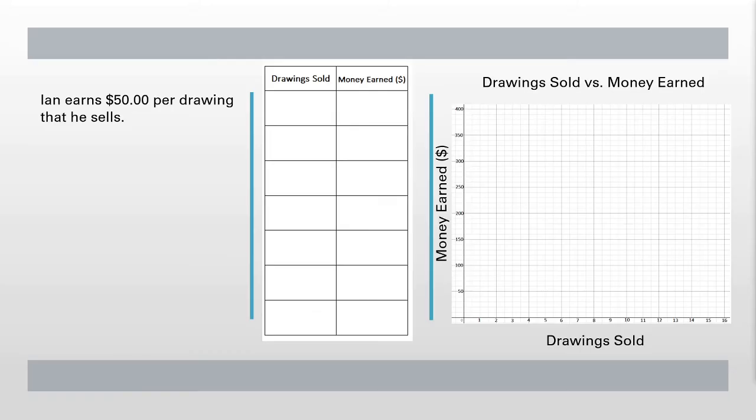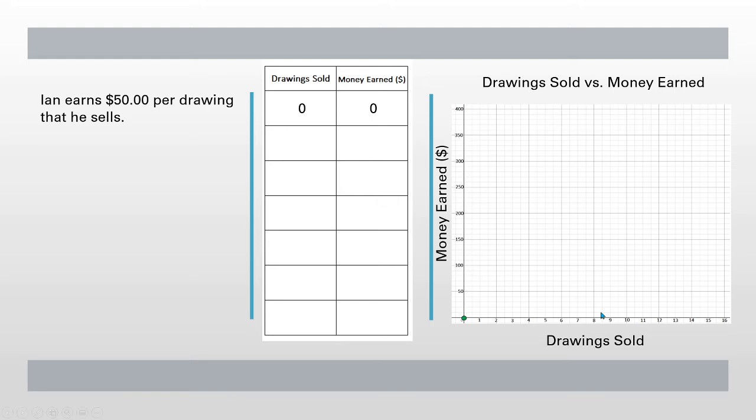In this scenario, Ian earns $50 per drawing that he sells. Hope you're making a bit more than that, Ian, but let's just work with that number for now. So if Ian sells 0 drawings, we would all agree that Ian should earn $0. And so on our table of values, we would have the values (0, 0) as our first set of values. On our graph, we would also have the point (0, 0) plotted.